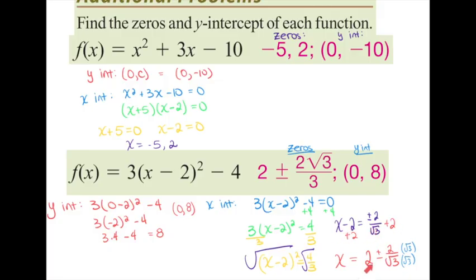So we have 2, and plus or minus, because we had that positive or negative root, 2 over the square root of 3. If you'll remember, when we did radicals, you don't want to leave a radical in the denominator. To get rid of it, multiply the top and bottom by that square root. And so when you do that, you end up with 2 plus or minus, and now we have 2 square root of 3 over 3. Remember, square root of 3 times square root of 3 is just 3. So zeros, this is where it crosses the x-axis, and then y-intercept, that's where it crosses the y-axis.